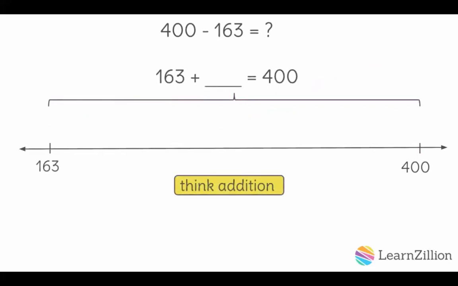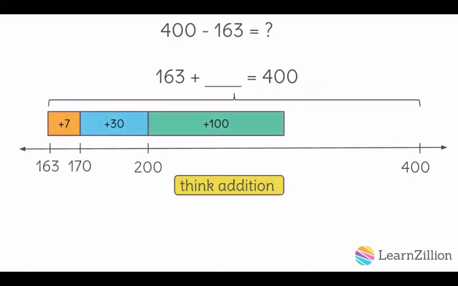We want to add some number to 163 to reach a friendly number and make it easier to add. If we add 7, we'll make a new 10 and reach 170. We know that we can add 30 more and make a new 100. Now we're at 200. We still need to reach 400, so we can add 100 to 200 and reach 300. We'll add one more 100 to 300 and reach the sum of 400.